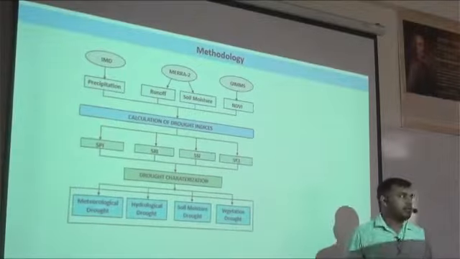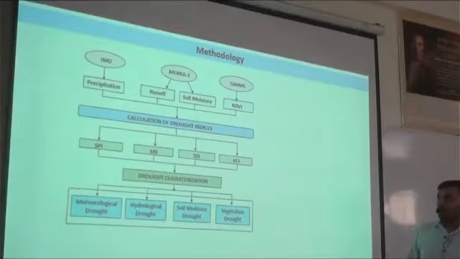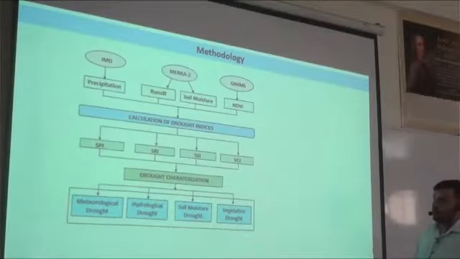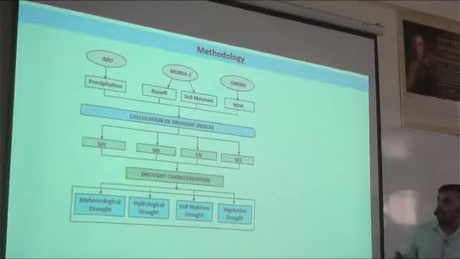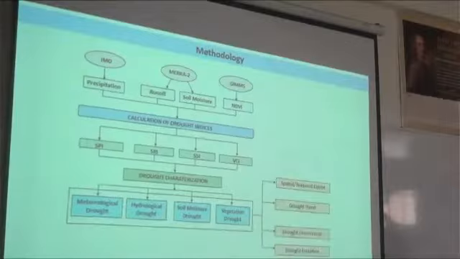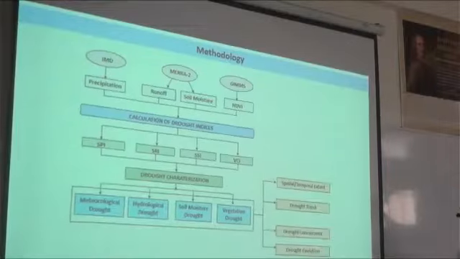Based on SPI you can characterize the meteorological drought, based on SRI the hydrological drought, based on SSI the soil moisture drought, and finally with the help of VCI you can go for the vegetation drought. Once you're done with this, then you can go for the other sub-objective of this study.